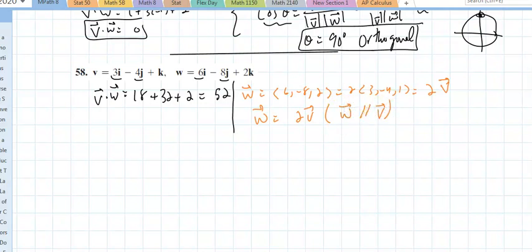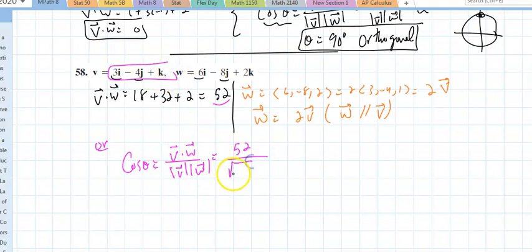Another way of doing that is for you to actually find the angle between them. That will work. Take the dot product, which is 52. Cosine of theta equals v dot w divided by magnitude of v times magnitude of w. This is the long way, of course, but that's what the book talks about. They don't talk about them being multiples of each other. Magnitude of v, that is the square root of 9 plus 16 plus 1. Magnitude of w, that's the square root of 36 plus 64 plus 4.